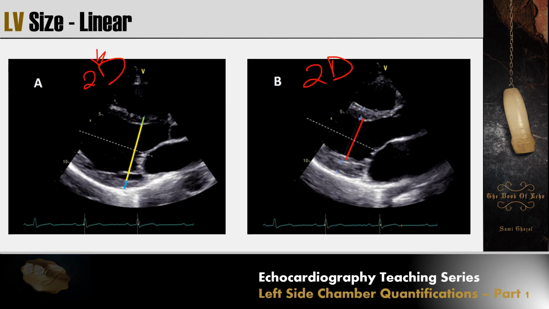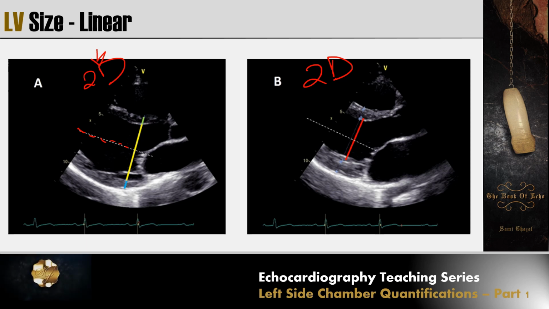And how to measure it? You measure it at this level, the level just distal to the tips of mitral valve, here exactly. And this dotted line here is the axis of the LV. So you have to measure it at an angle perpendicular to the long axis of the LV. Exactly the same way we see it here.